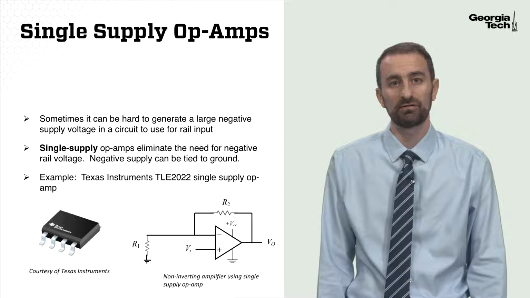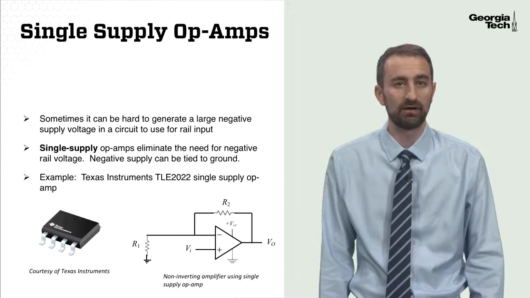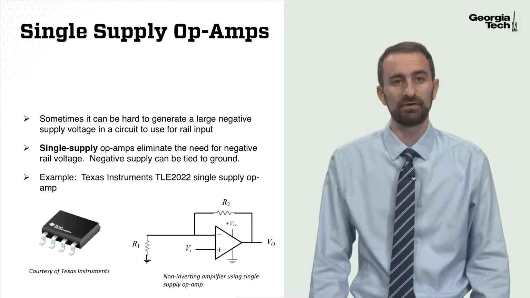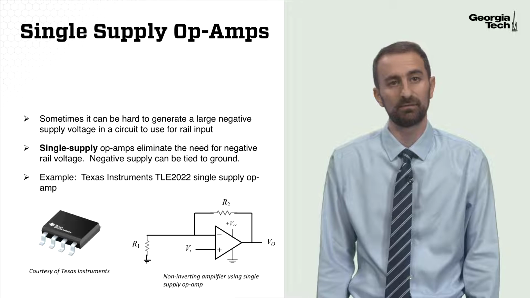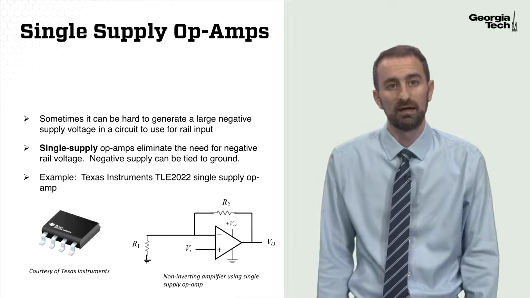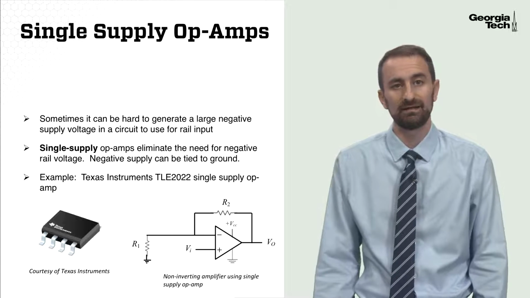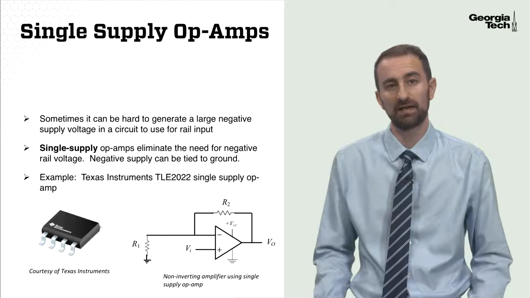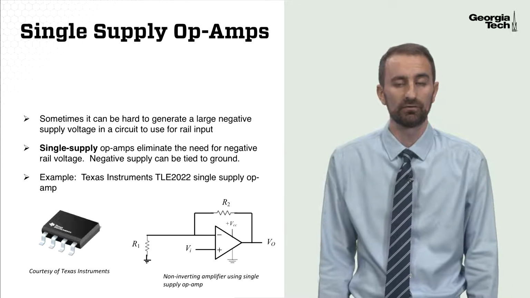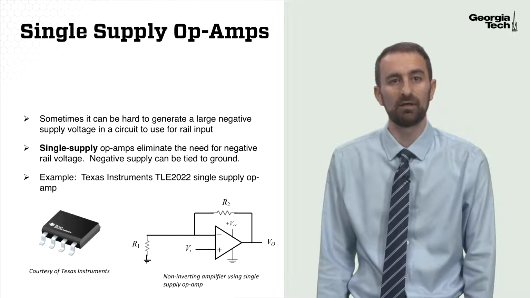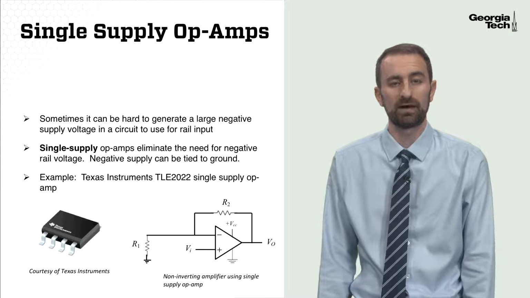Oftentimes it can be hard to generate large negative rail or supply voltages in a circuit. For instance, the negative 15 volts that we have to apply is a rail input to the LM741. As a result, you can buy single supply op-amps that eliminate the need for a negative rail voltage, and instead we can hook the negative rail voltage to our voltage ground. Here's an example of a single supply op-amp that's made by Texas Instruments.